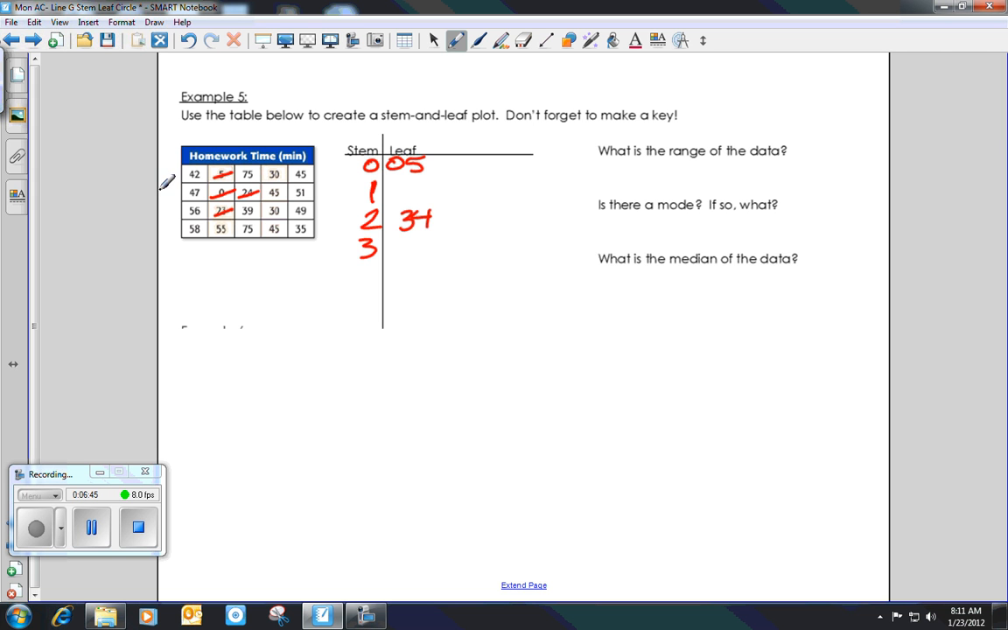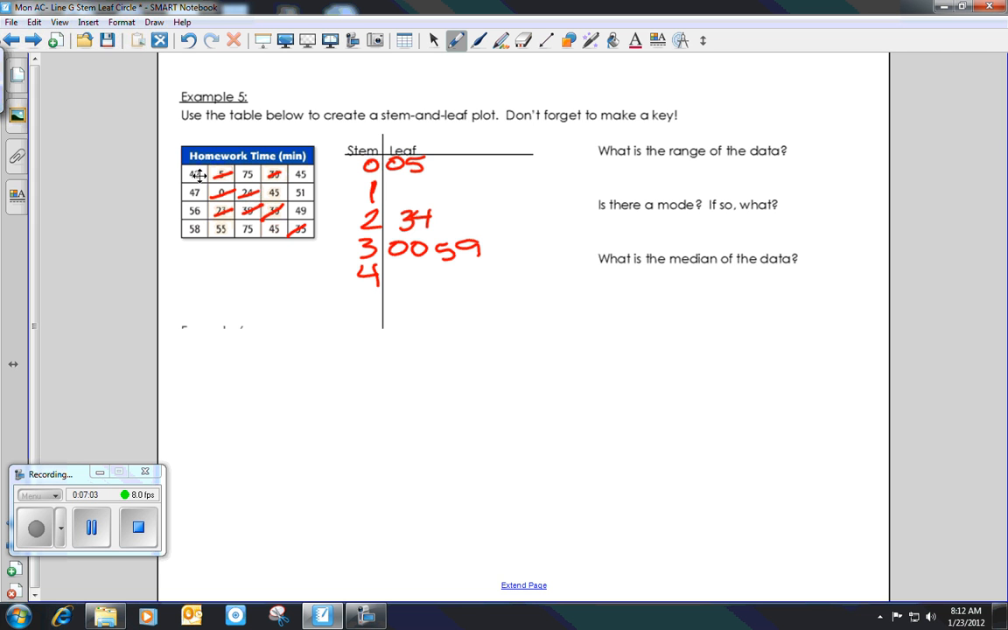I go on to 30s. I have a 30, that's a 3 and a 0. A 39, I'm going to put the 9 out here for 39. I have another 30, that's another 0 that goes in there. A 35, let me put my 5 in. And then that's it for the 30s.